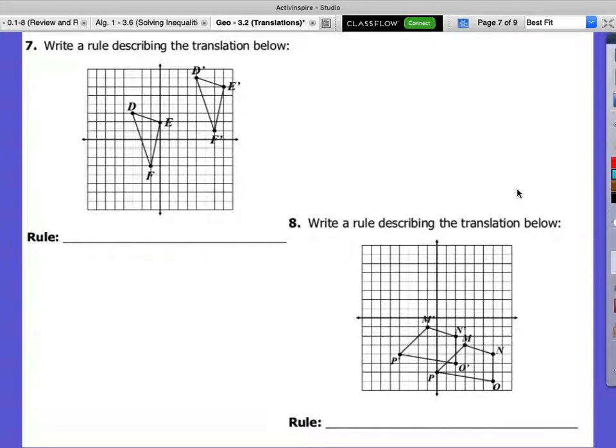Okay? So we're going to write a rule describing the translation. So the translation's already done for us. Okay? The translation's already done for us, but we have to write the rule. Before, on our first 2 we just did, we were given the rule, and we actually carried out the translation. We moved it so far left or right, and we moved it so far up or down.